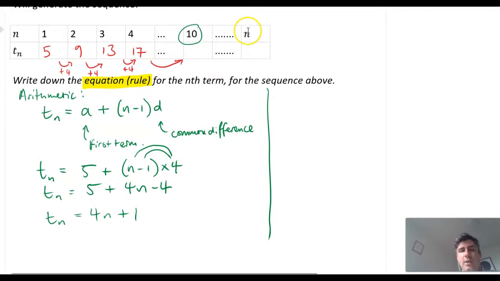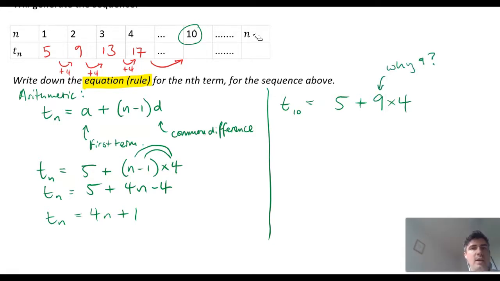So let's just see what we're actually doing here. We're starting with the number 5. Okay, this is for the 10th term now, so for T10. We're starting with 5, and we're adding on 9 lots of 4. Now, why are we adding on 9 lots? If you think about it, we're already at the first term, so how many more jumps is it to the 10th term? It's times 9, because you're already on the first term.